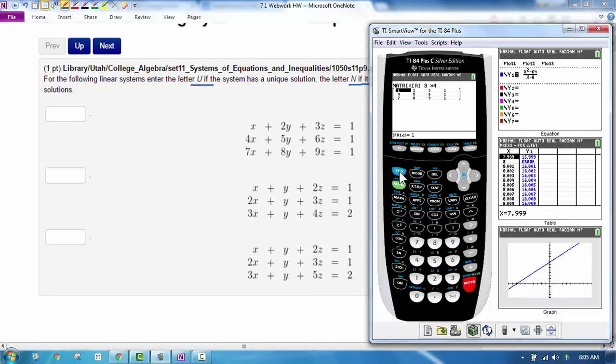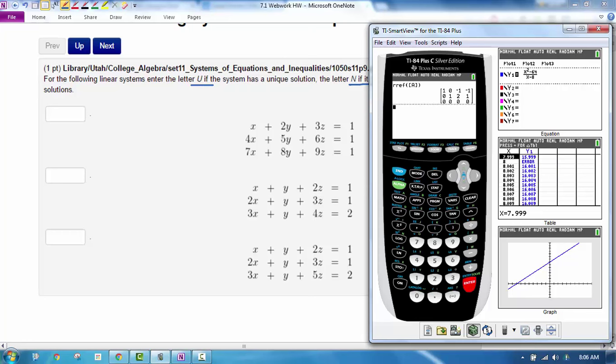Now what I can do is go to second matrix math and scroll all the way down to row reduced echelon form right here. I'm sorry, I have to get out of this first. Go back to my home screen. Now do second matrix math. Scroll all the way down to row reduced echelon form. Then go to second matrix and choose matrix A, and hit enter. And it gives you this matrix here.